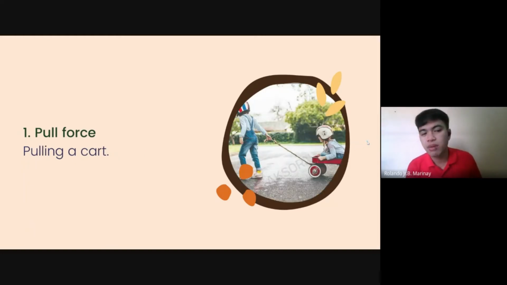Next, pulling a cart. Pulling a cart is also an example of pull force, because you are pulling the cart towards you. You're making the cart closer to you, and then you walk, so that the cart will move with you also.